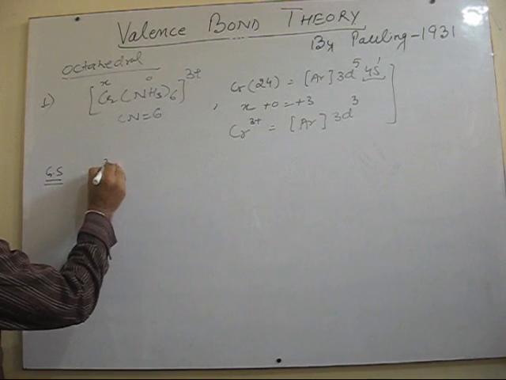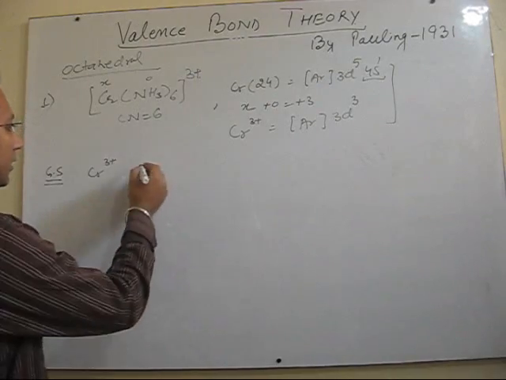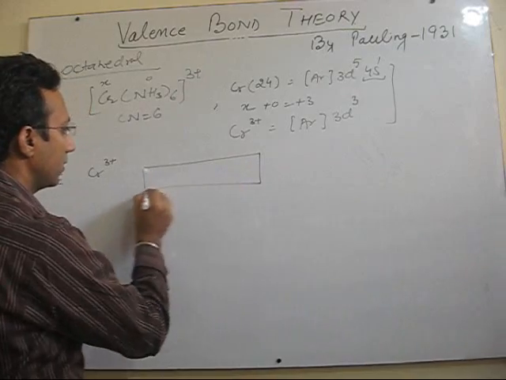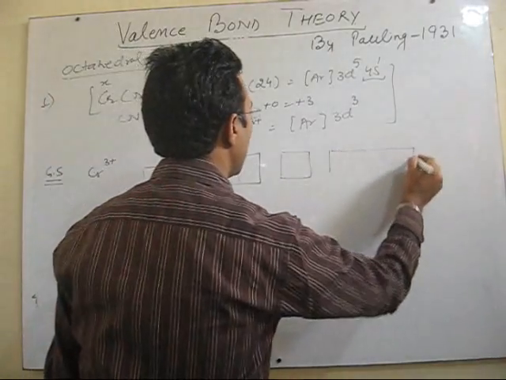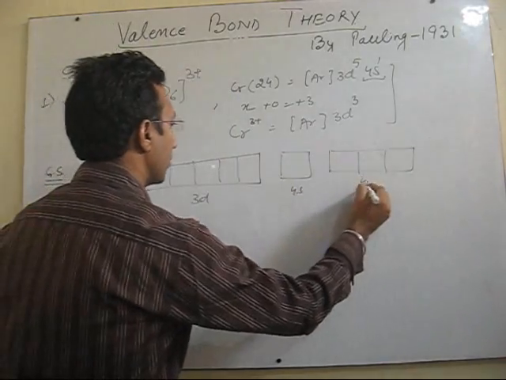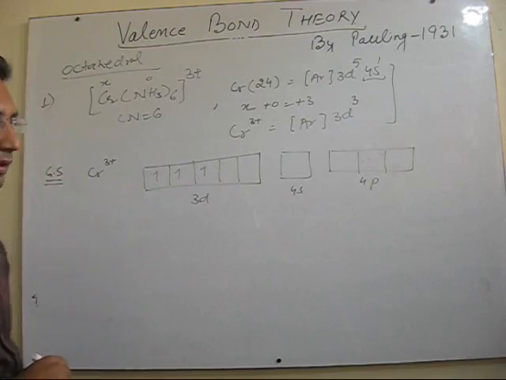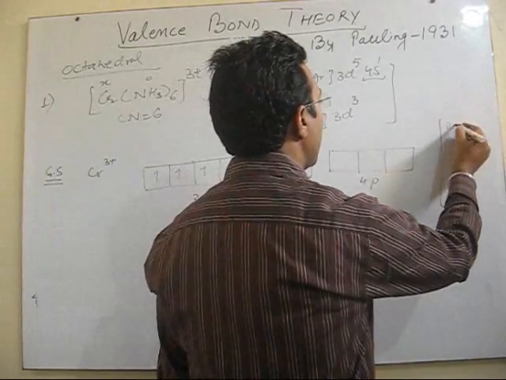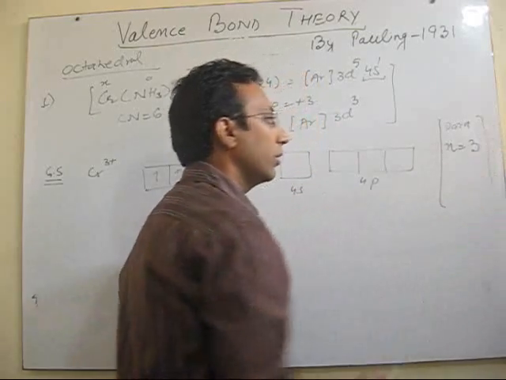Suppose only the chromium 3 ion is present and the ligand will approach later on, then the configuration is this. That means there are 3 electrons in the 3d orbital. This is 3d, this is 4s, 4p. Fine. So 3 electrons are there. We have found experimentally that this complex is paramagnetic with the number of unpaired electrons equal to 3.